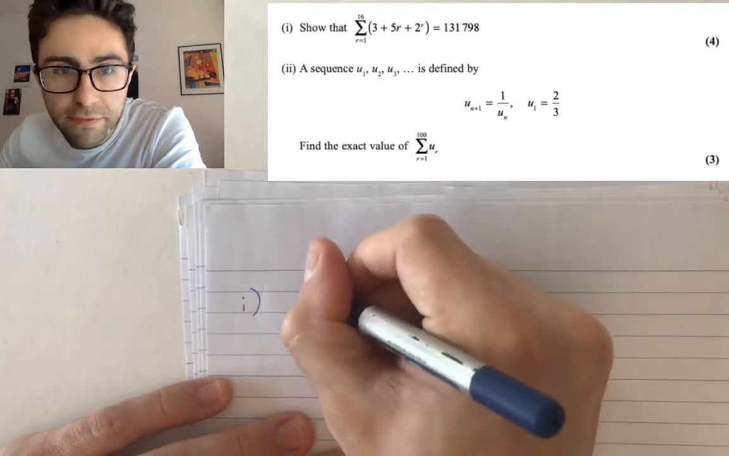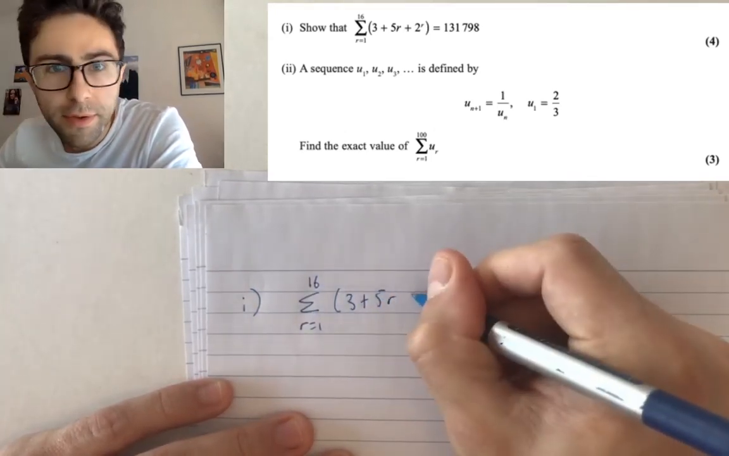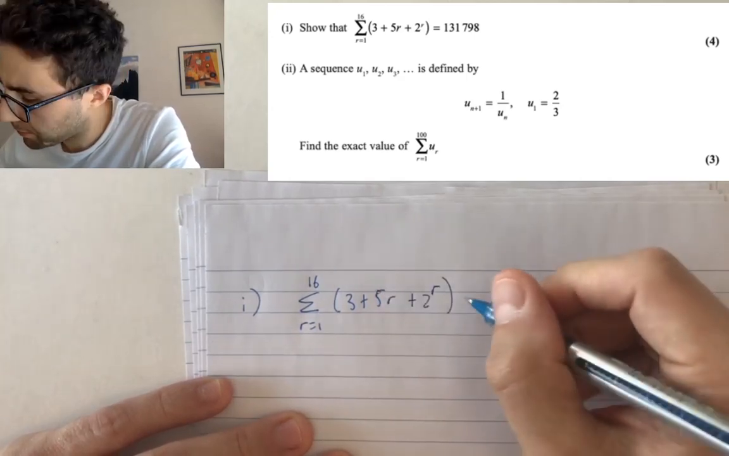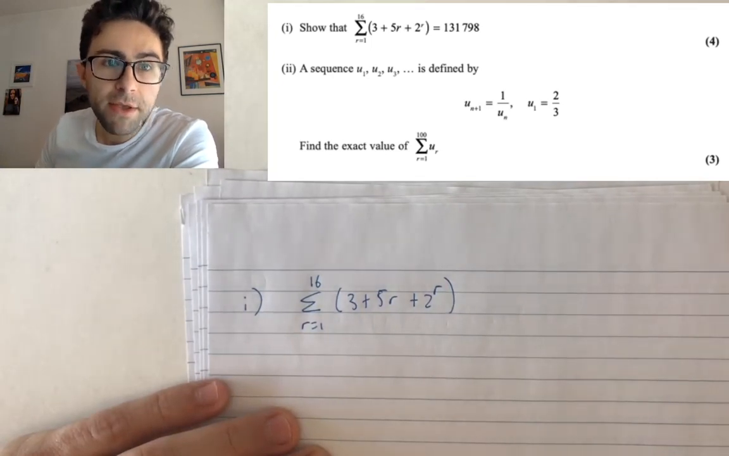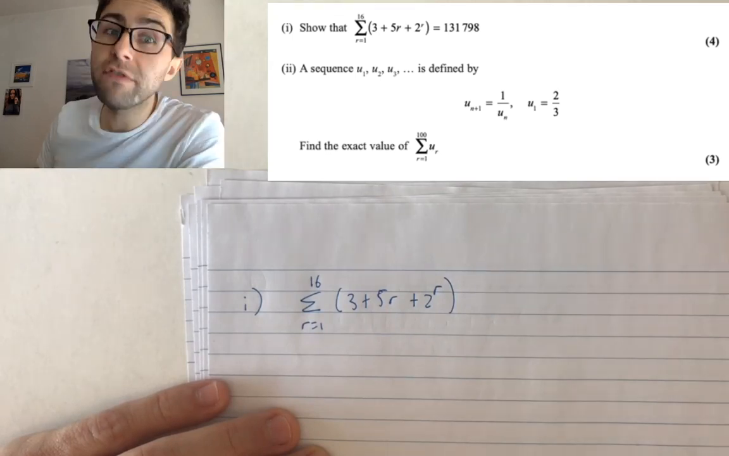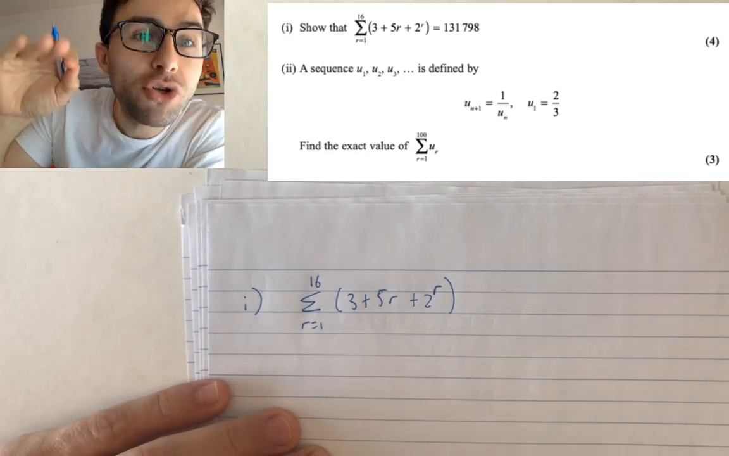R equals 1 to 16, 3 plus 5r plus 2 to the r. And actually, I'm not going to write the answer, because here they said show. So basically we need to get to that. I'm not going to use that. That's another recurring theme of these videos: if you say show or prove, do not touch the answer. I'm just going to somehow get there with this.